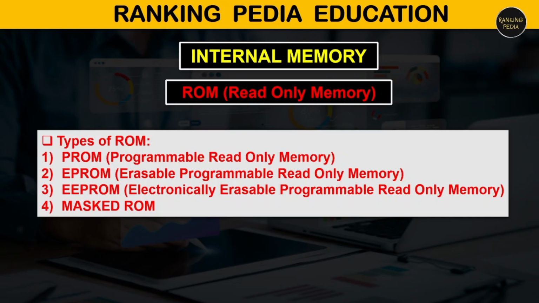Whereas if we discuss masked ROM, it is a memory that is manufactured with its content. These chips contain a software mask that is burned on the chip during the design phase of the semiconductor manufacturing process. That's why it is known as masked ROM. So these are the types of ROM.